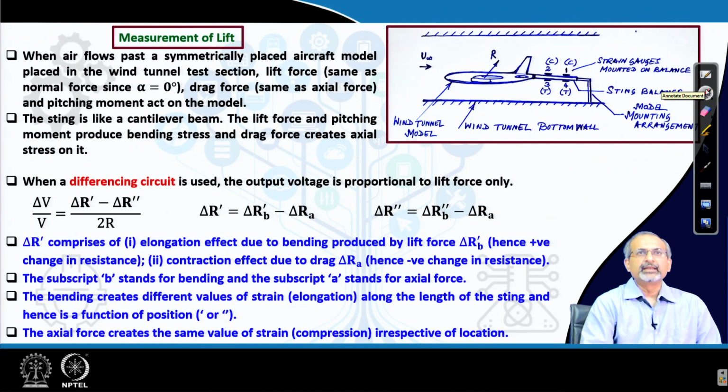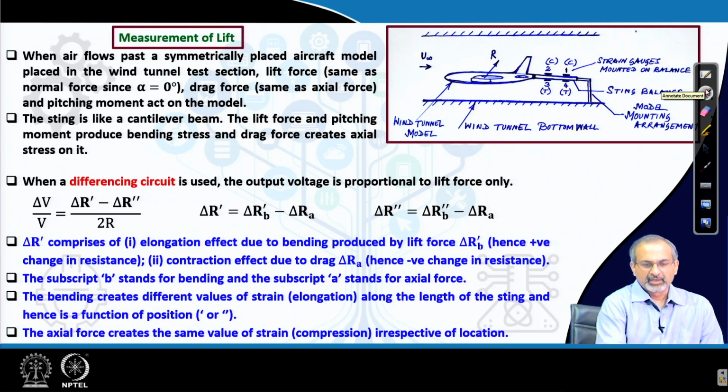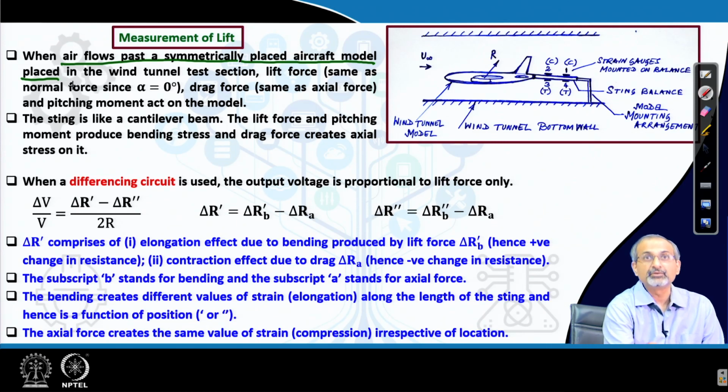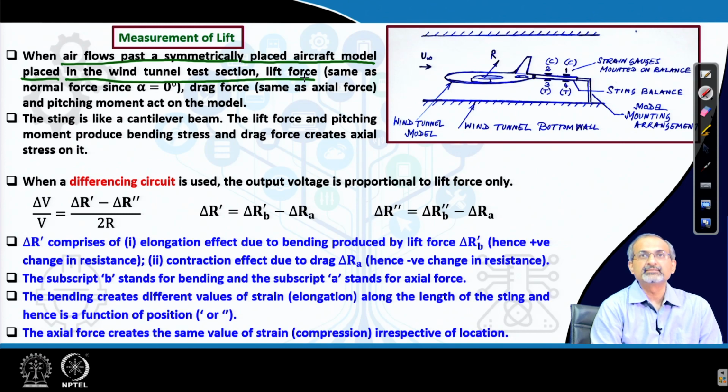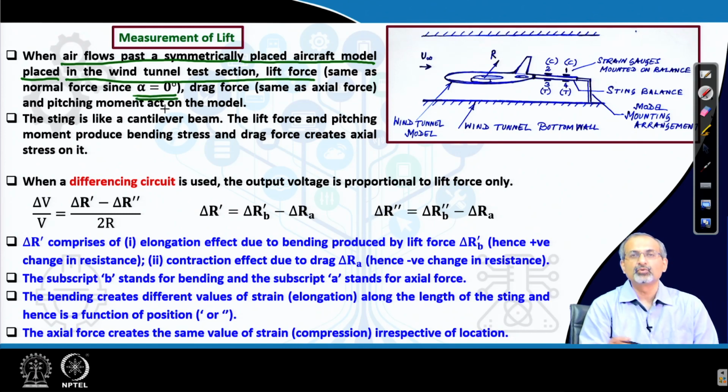A little more detailing of how we measure lift and which kind of circuit we should be using for that. Let us consider that the air flows past a symmetrically placed aircraft model. To keep things simple, we are doing that, and that basically means that we are keeping a 0 angle of attack. In that situation, though we are going to actually measure normal force and axial force, they would basically mean lift and drag forces, because your angle of attack is 0.